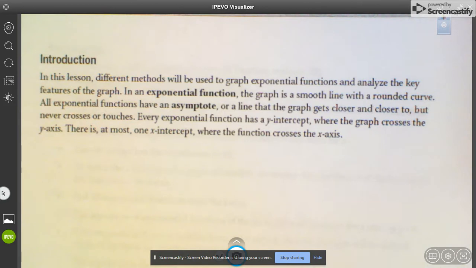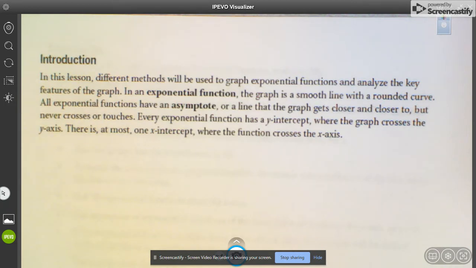So in an exponential function, the graph is a smooth line with a rounded curve. All exponential functions have an asymptote. They also all have a y-intercept. They're all across the y-axis. They may or may not have an x-intercept, but they have at most one. So in other words, they may cross the x-axis or they may not. But if they do, they will cross at most one time. Okay, they will not cross twice.